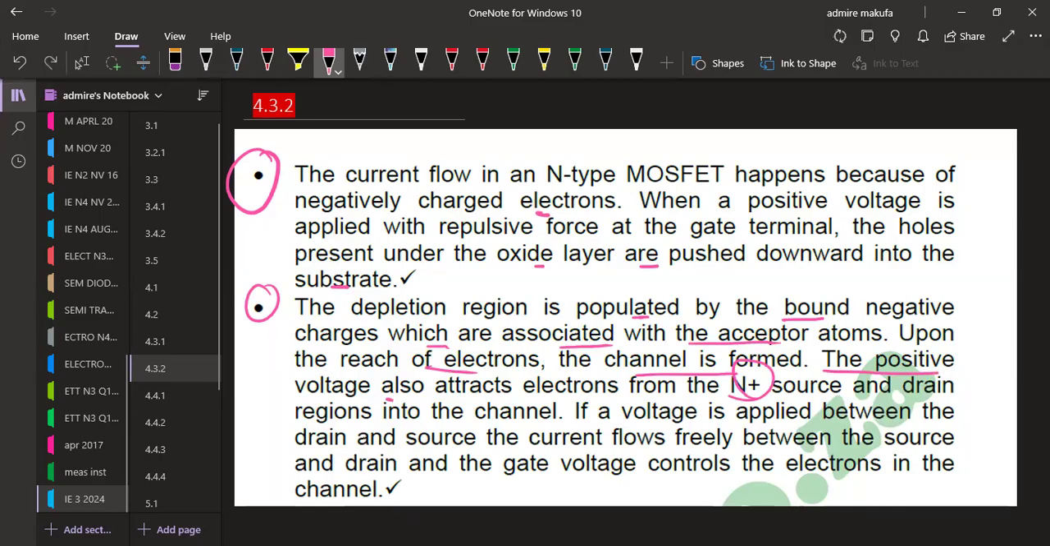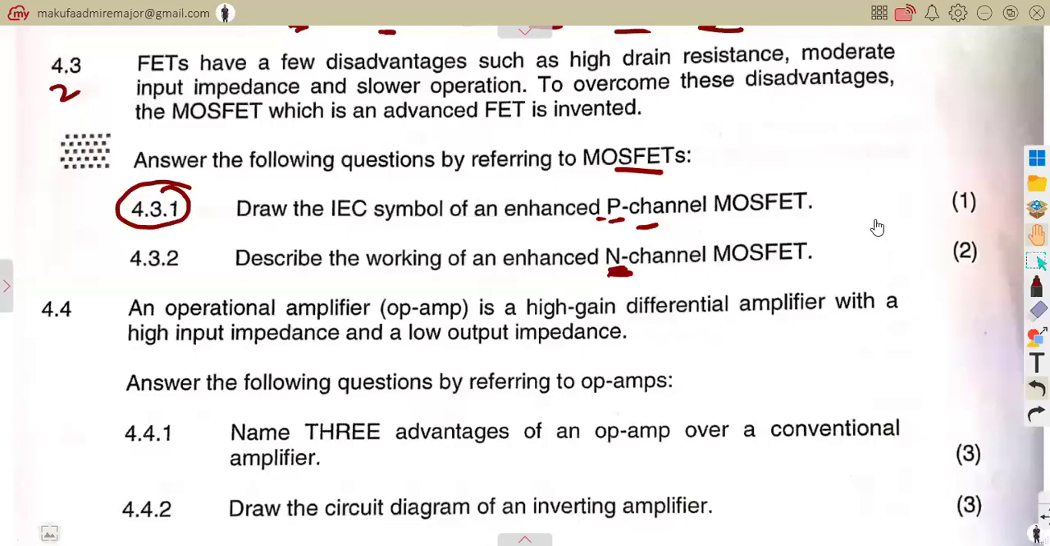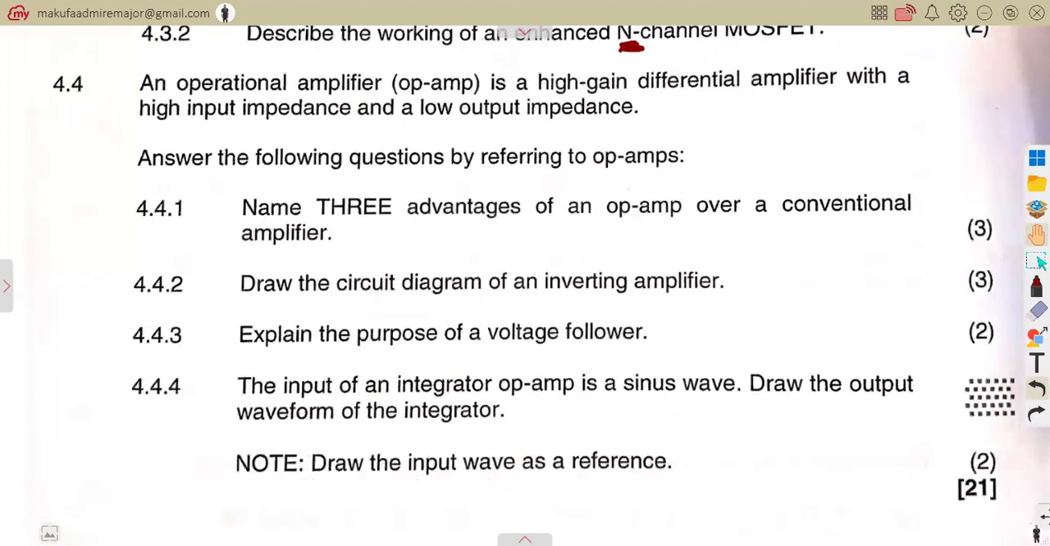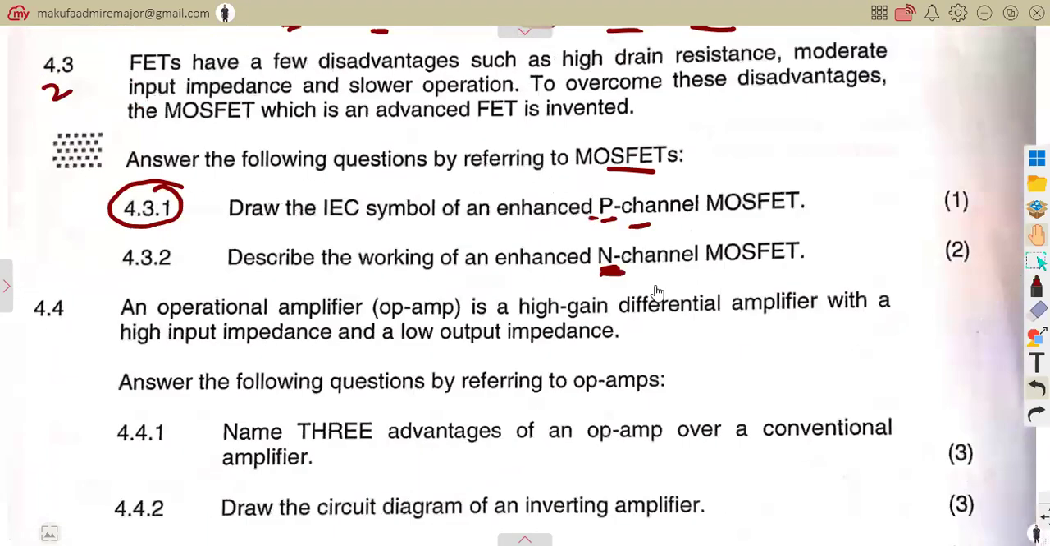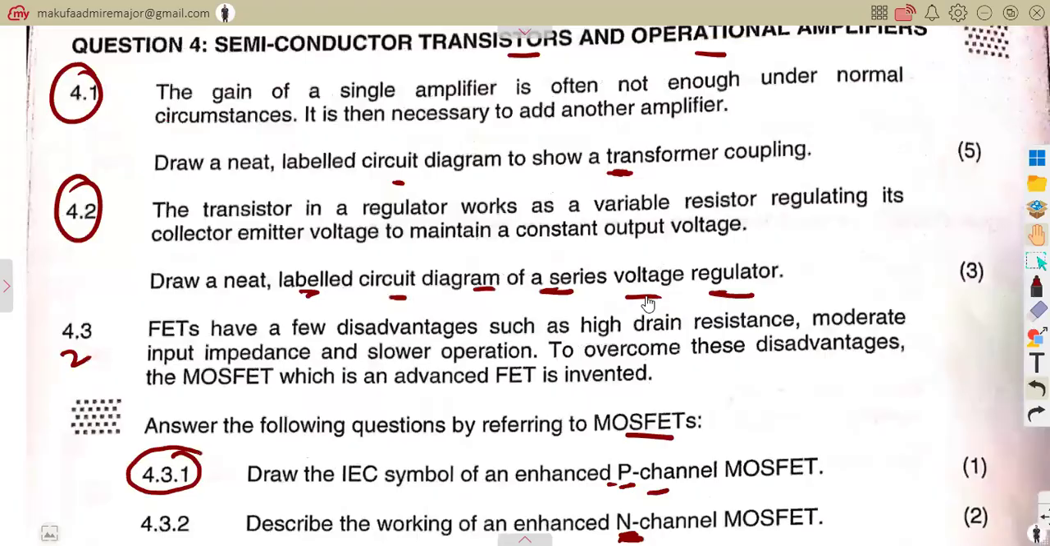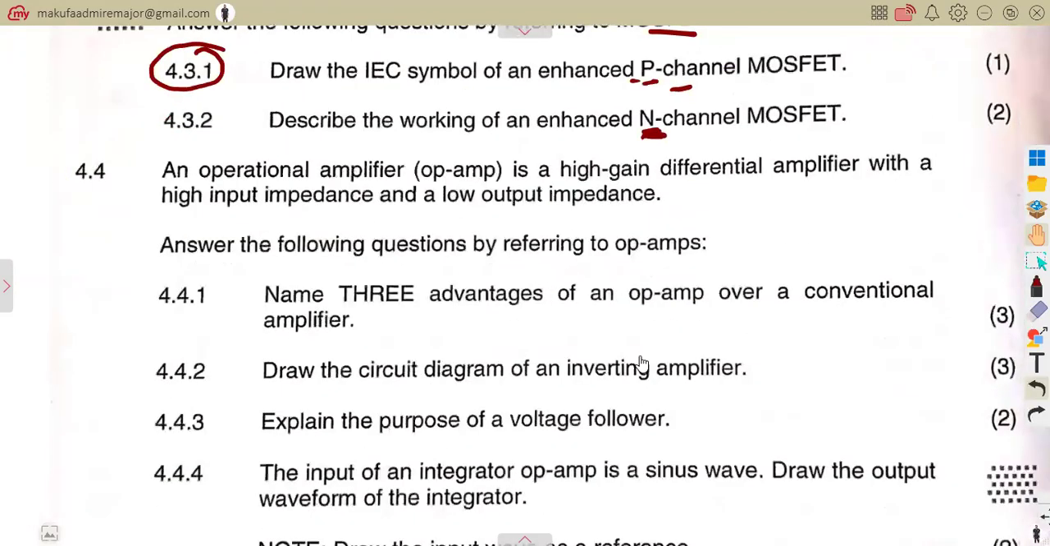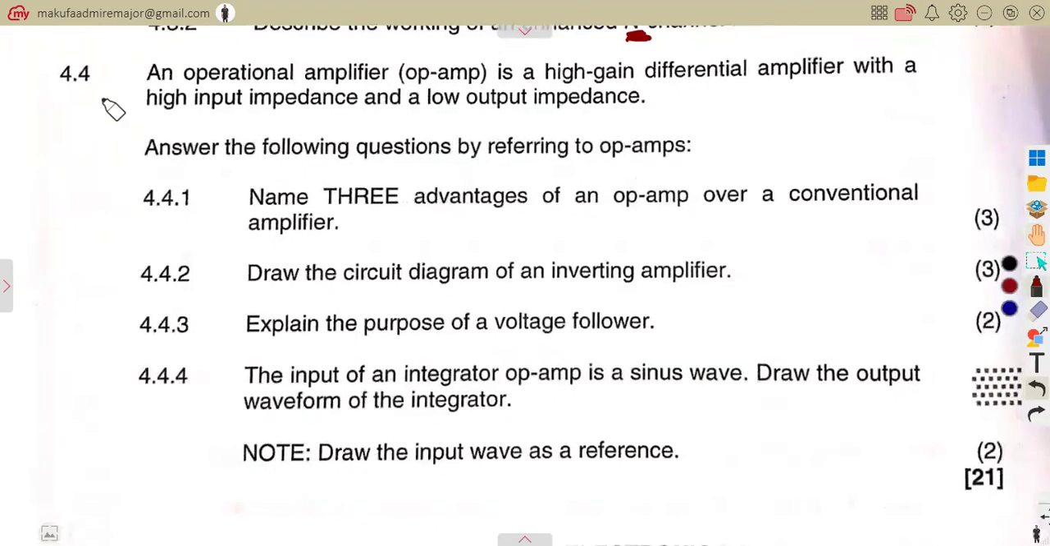Just make sure you go through your theory part. That is the part of your theory that you need to play around with, going through each and every part. Sometimes they give you calculations here and there, but this question paper was just theory throughout.